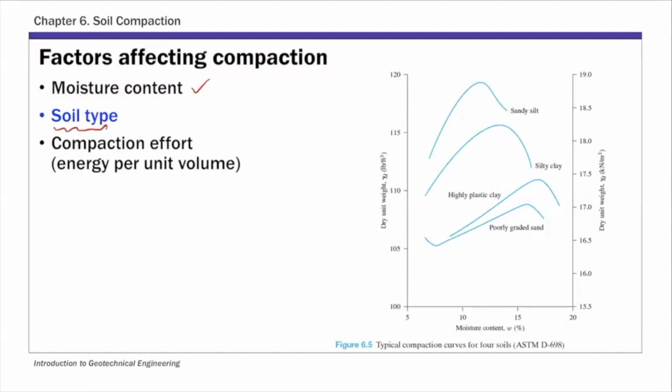And on the right-hand side are some typical compaction curves for different types of soils. And the one we have seen so far is for silty clay. So for silty clay, you have this type of behavior, but if you have different types of soil or sandy silts, but if you look at this poorly graded sand, notice the behavior is very different from, say, a silty clay or sandy silt. So soil types will affect the compaction.